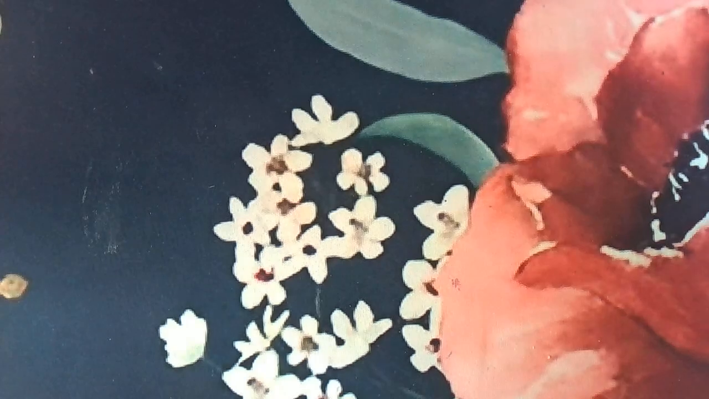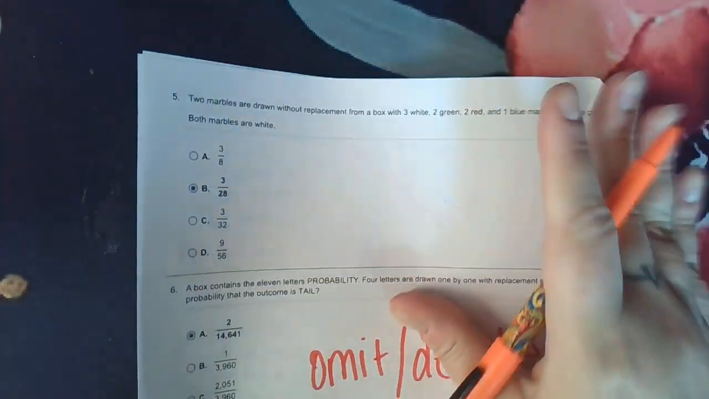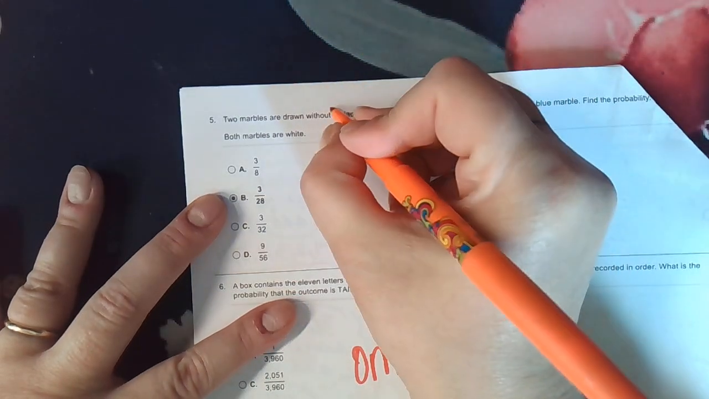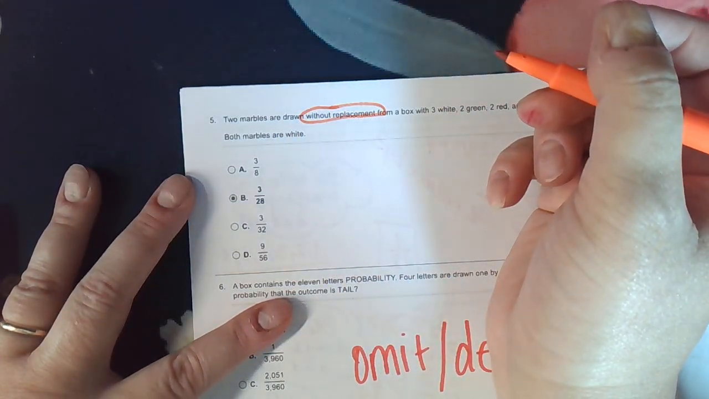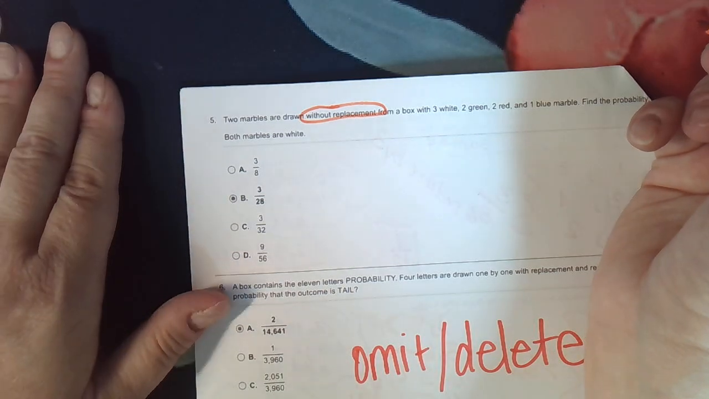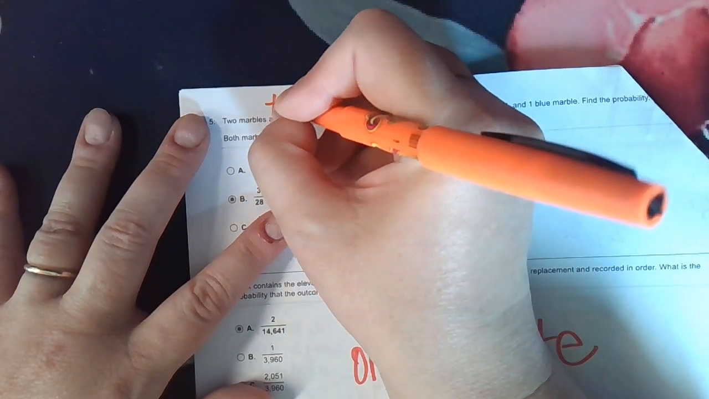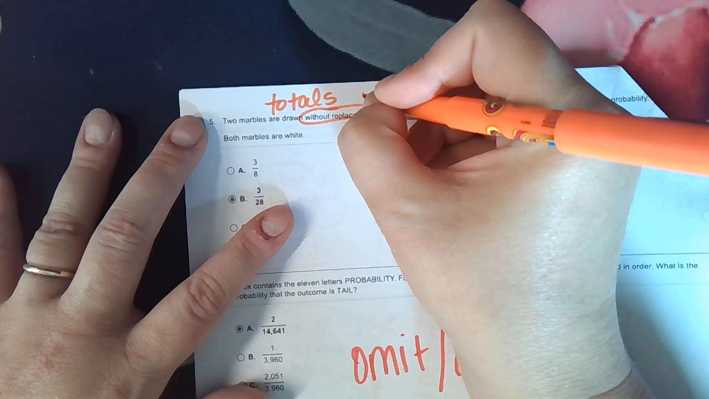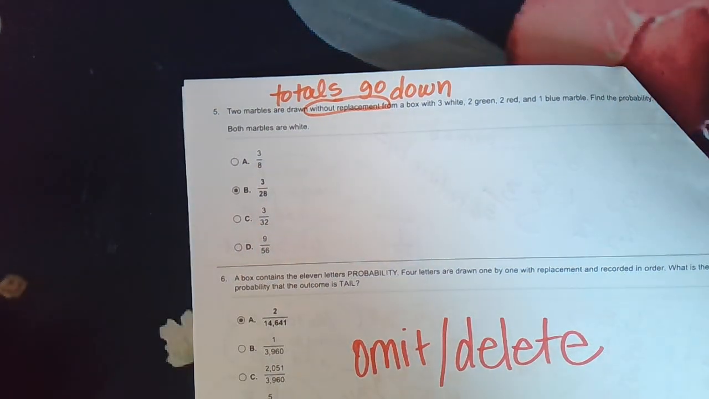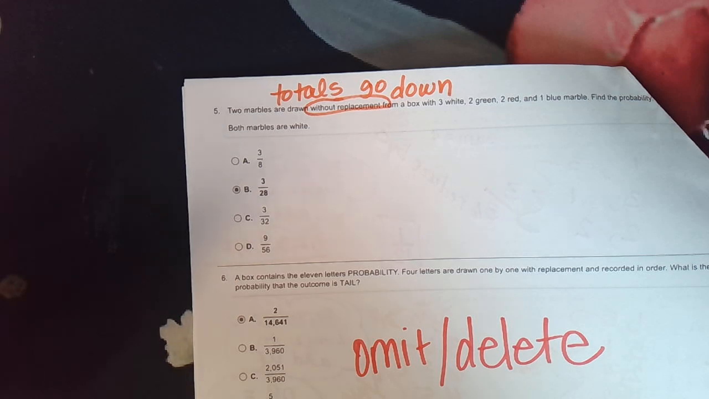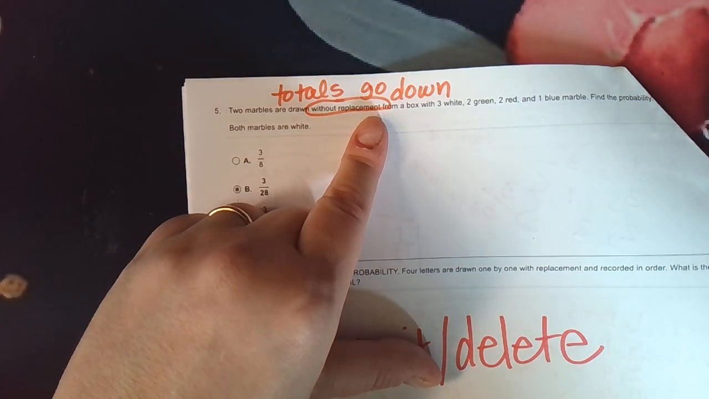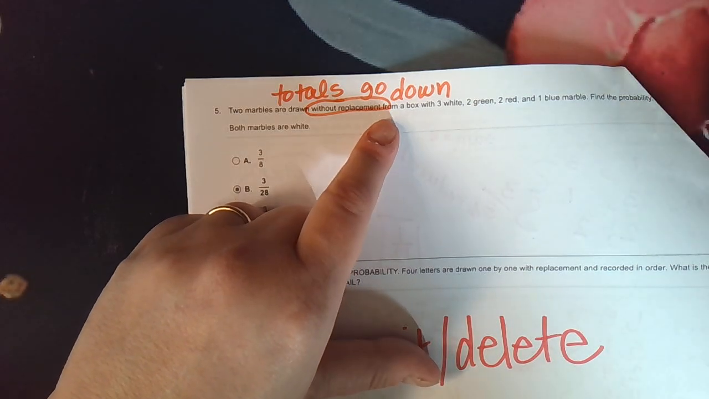Alright, next sucker. Number 5, it says 2 marbles are drawn without replacement. That means we take a marble out and we don't put it back in. So my totals go down, because if I take a marble out, I don't have the same total amount of marbles anymore. There's one less. Okay, it did not say without replacement on number 4, so that's why we didn't talk about it.